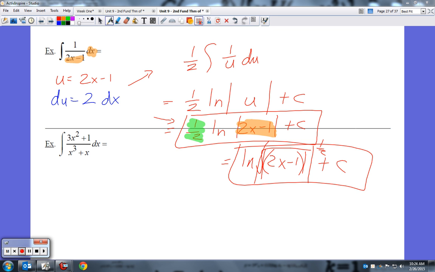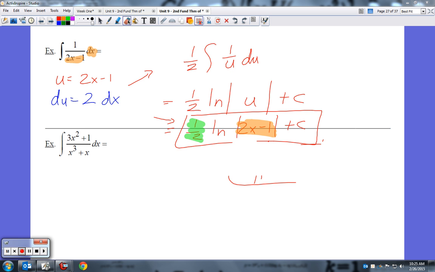Does the square root just go to the 2x minus 1, or does it go to the natural log? That's a good question. It goes just to the square root, or the 2x minus 1. It only goes to the argument. It doesn't go to the entire natural log.